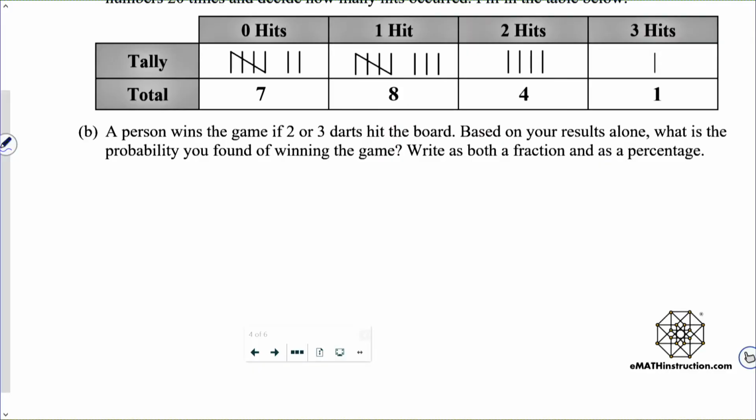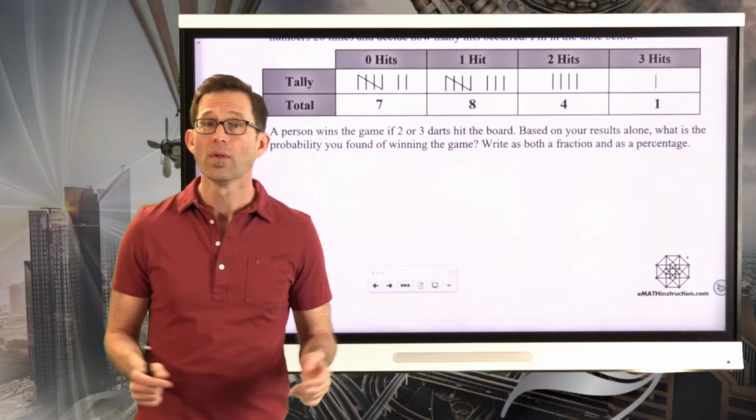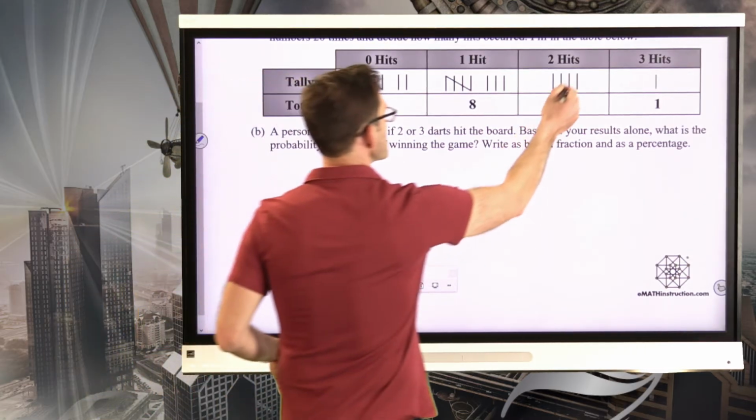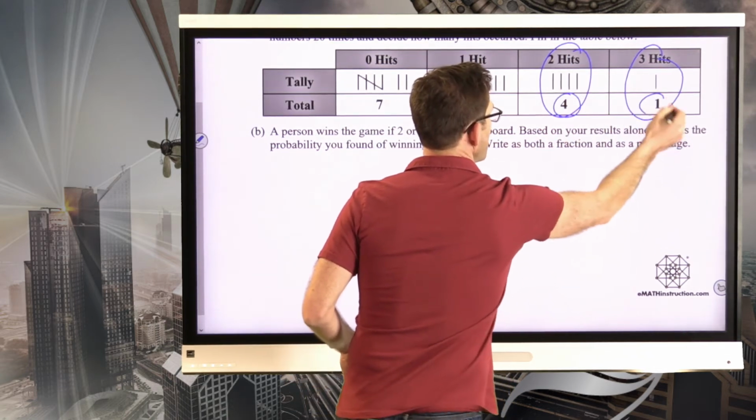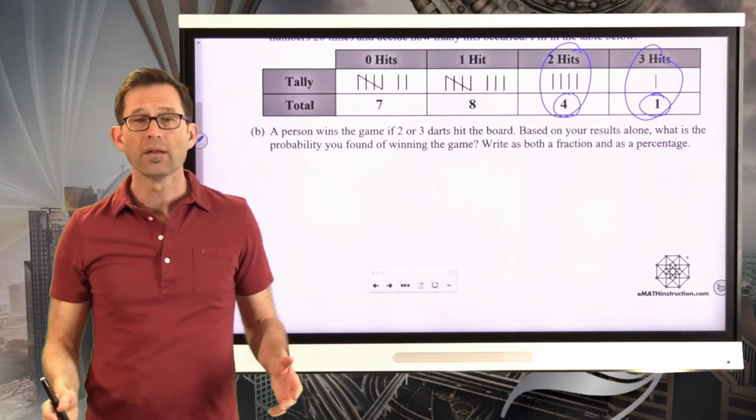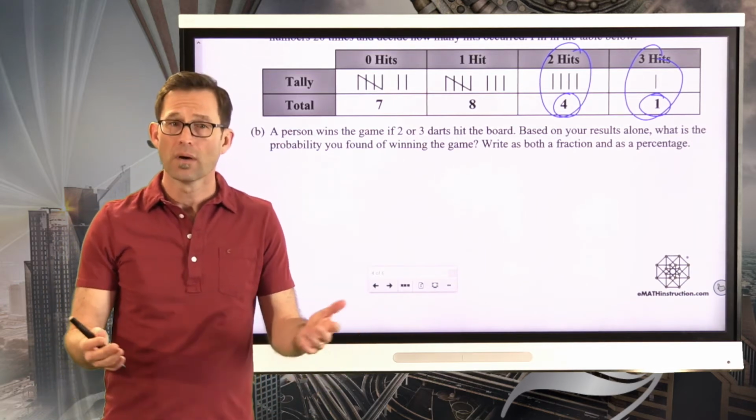Now let's take a look at letter B and work it with my results. A person wins the game if 2 or 3 darts hit the board. Based on your results alone, i.e. my results, what is the probability you found of winning the game? Write as both a fraction and as a percentage. All right, so both of these categories result in a win, right? And I had 5 of them. Right? But 5 out of what? Well, it was out of 20.